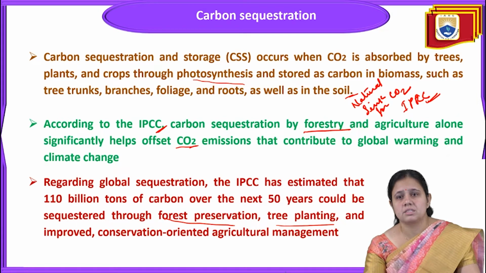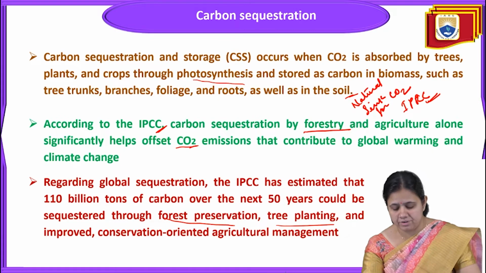That's why sustainable agriculture, conservation-oriented agriculture management, and tree plantation will lead to the mitigation of global warming through sequestration of carbon in the trees' biomass. So in this way, we can say that the solution to climate change is to plant more and more trees, because trees have the capacity to store more and more carbon.